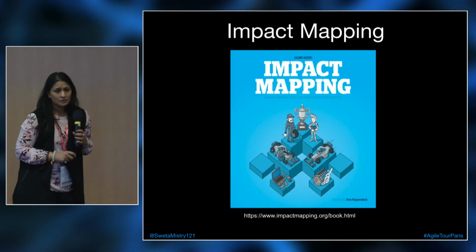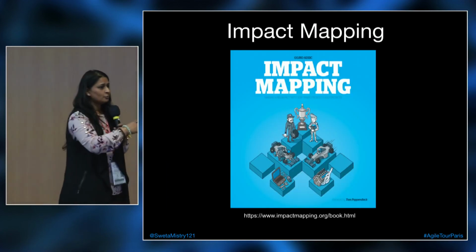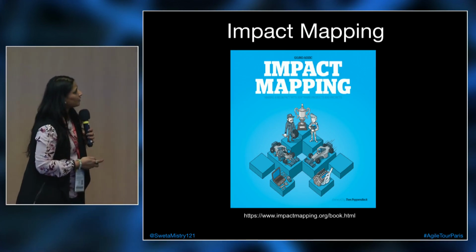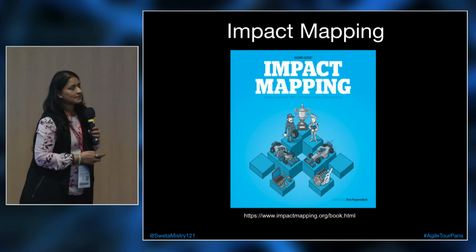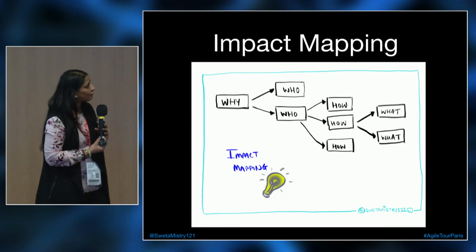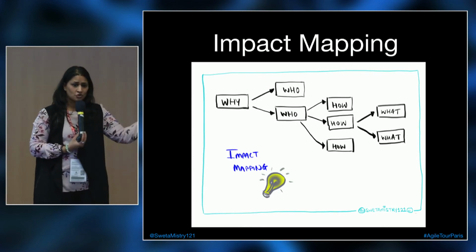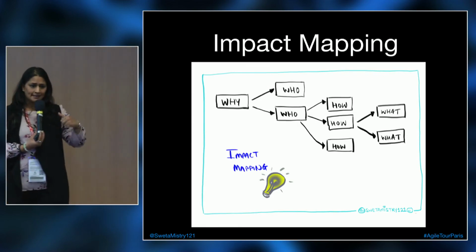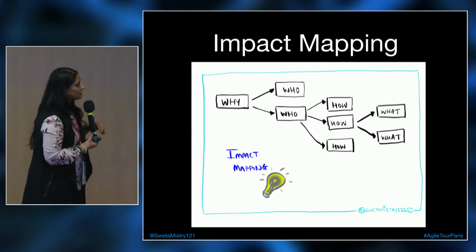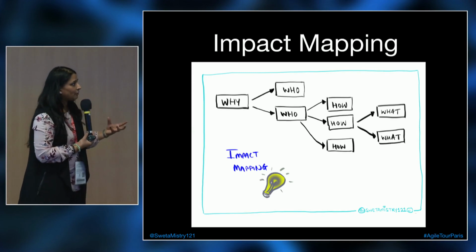Impact mapping is the other one I wanted to talk to you about. So again, a whole book on this one. Lots of really good blog posts and articles. And it's a similar concept that can get you to user stories as well. Here's what you're going to start off with. You want to identify your why, which is your goal. Who are all the actors that you have that are going to participate in this goal that you're trying to achieve. You start talking about the how and then the what.